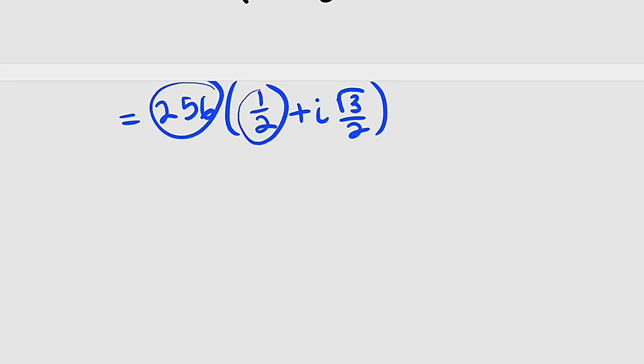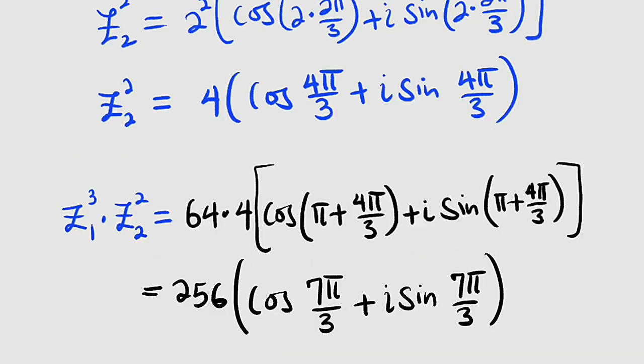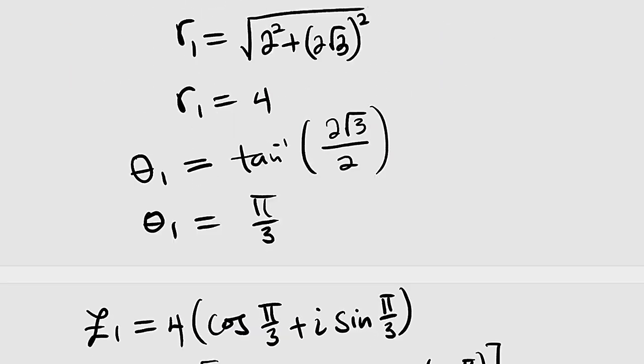256 multiplied by half is 128. So we have 128 plus this multiplied by this would give us 128 root 3 i. And hence, this is just the result after multiplying these two complex numbers together.